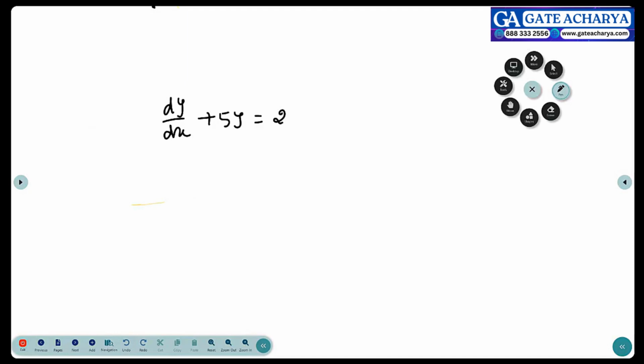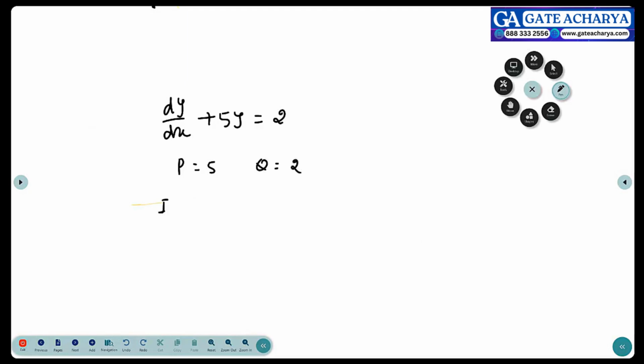Check against the general form: y into something, and the right hand side is also constant. So both P and Q are constant. Therefore, it is a first order linear differential equation. Immediately we find what P is and what Q is. So P is 5 and Q is 2.